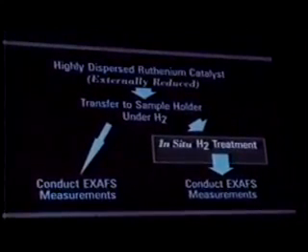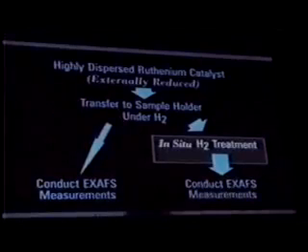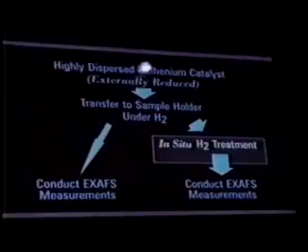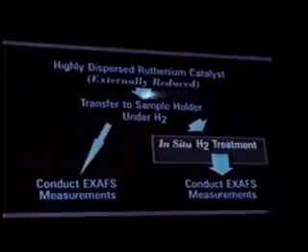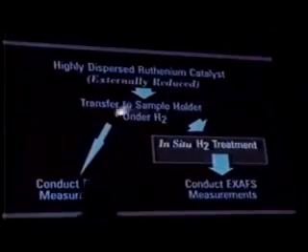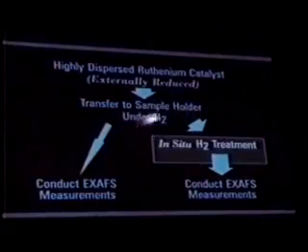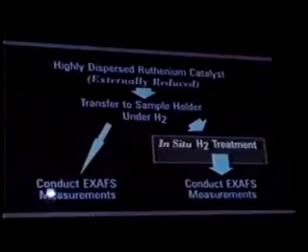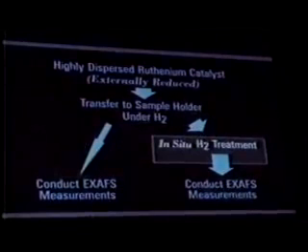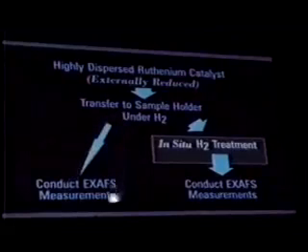And we have used 2 techniques to characterize the electronic state of ruthenium. The first one was with EXAFS, and we did 2 types of measurements with EXAFS. We took the highly dispersed ruthenium catalyst, and these catalysts were already externally reduced. We transferred the sample to sample holders under hydrogen, and in one case we conducted the EXAFS measurements without in situ treatment, and in the other case we conducted the EXAFS measurements after in situ hydrogen treatment. We knew that this case would result in oxidation of ruthenium despite the measures we took.